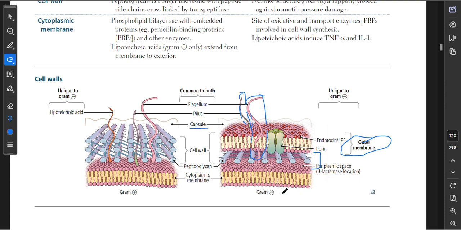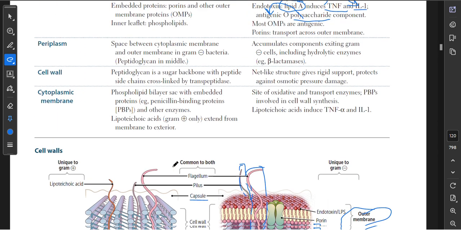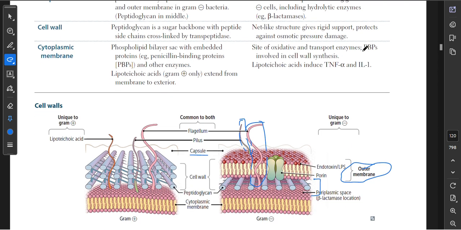It's present between the cytoplasmic membrane, you can see right over here it's mentioned, and the outer membrane. So this space is absent in gram-positive bacteria. It's present only in gram-negative, right? What does the periplasm contain? It accumulates components exiting the gram-negative cells, including hydrolytic enzymes, example beta-lactamases. So ये जो enzymes हैं, ये इसके अंदर accumulate हो जाते हैं. These are the hydrolytic enzymes.